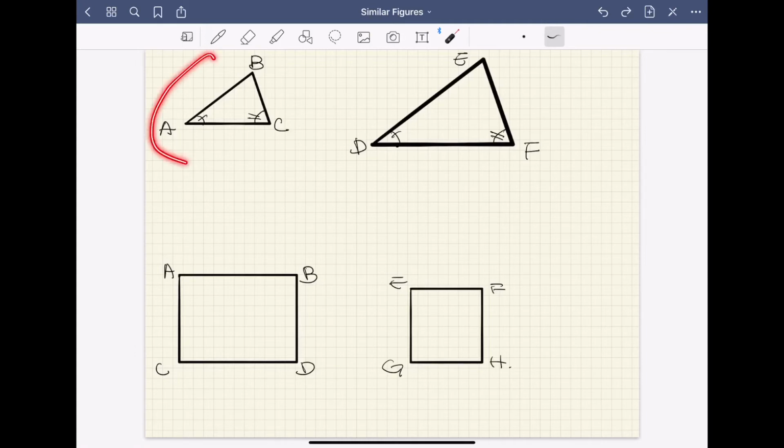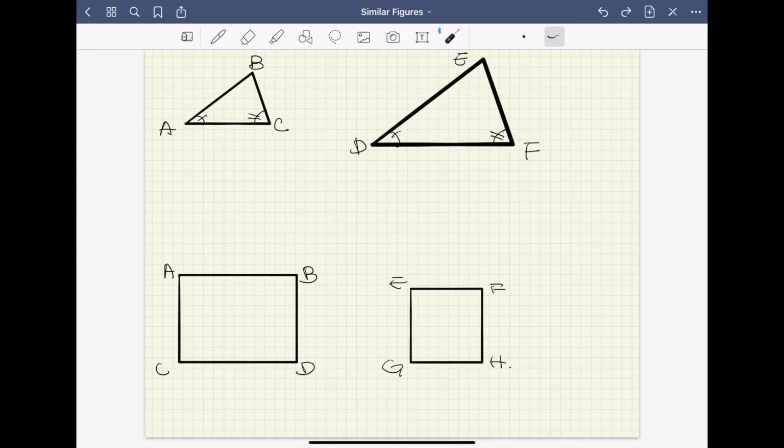Now, let me explain why similar triangles is a special case of similar polygons. If you take a look at these two triangles, the question tells you that angle A is equal to angle D and angle C is equal to angle F. And we know that the three angles of a triangle add up to 180 degrees. So if two are the same, the third one must be the same as well. And for triangles, if the three corresponding angles are the same, then the shape is fixed. You won't have another shape. The shapes are always the same if the three angles are the same.